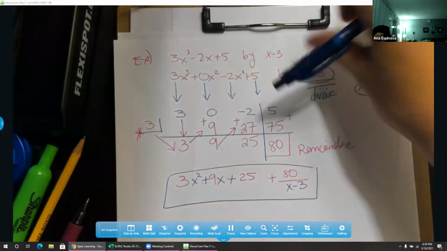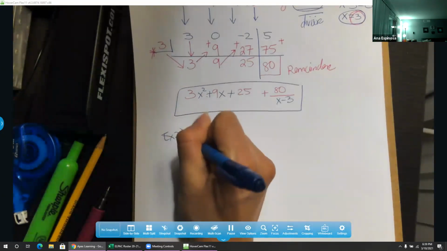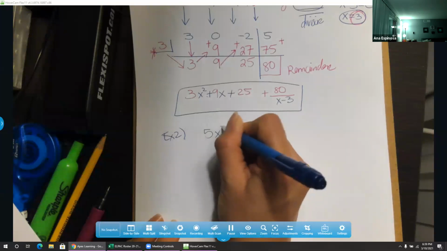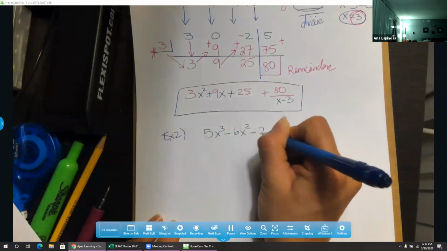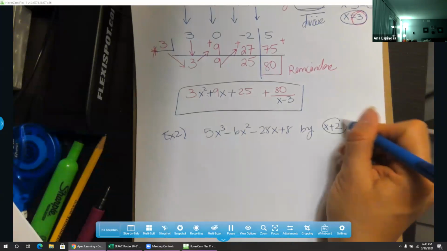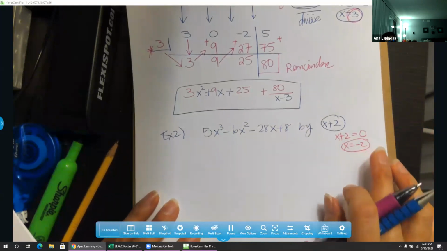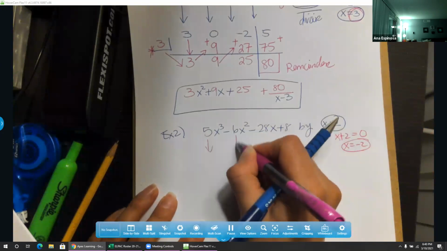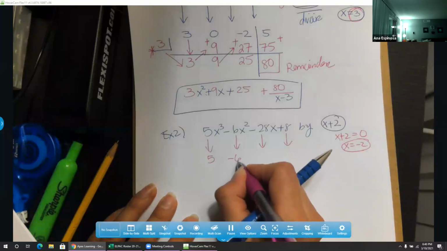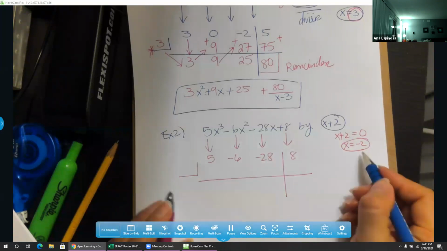Okay, I'll do one more. I'll do example 2, where you had to divide 5x cubed minus 6x squared minus 28x plus 8 by x plus 2. Okay, take this, set it to 0. In the magical box, you'll have a negative 2. You bring these down. You don't have any powers missing. That's a 5, negative 6, negative 28, and 8. And in this box, with the line right there, will be negative 2.